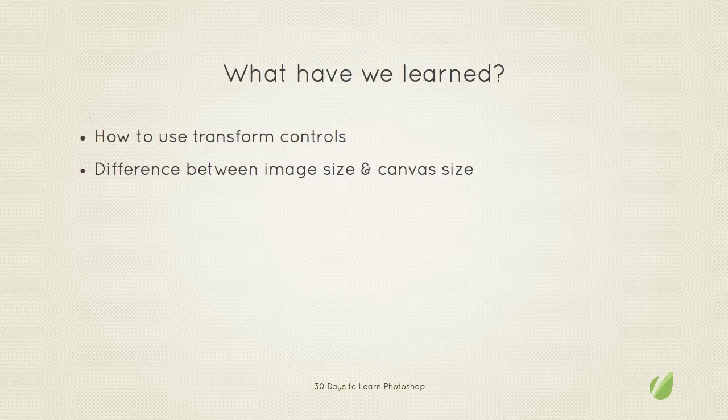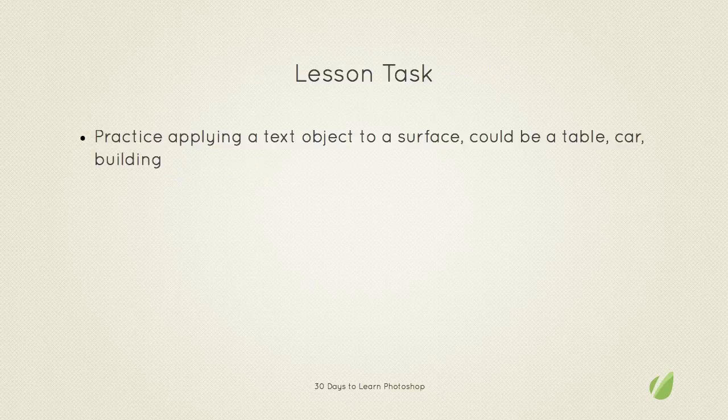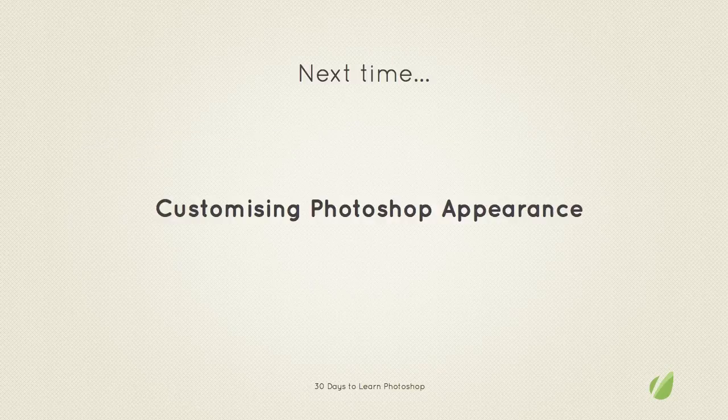So what have we learned in this lesson? Well, we've looked at how to use transform controls, and we've considered the difference between image size and canvas size. And your task for the lesson is to practice applying a text object to a surface. It could be a table, it could be a car or a building. Try and use something with more of a one point or flat perspective first, just so you can get the hang of it before you move on to more complicated applications.